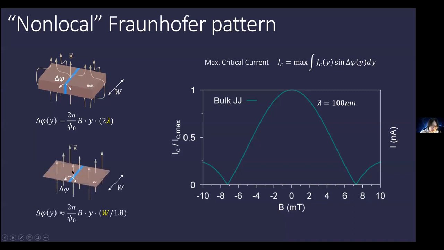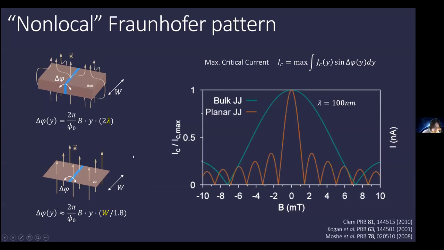But in the 2D case, because the magnetic field penetrates everywhere, this relationship doesn't work anymore. And there is no simple formula that you can use to calculate the phase winding rate. So you have to do some numerics, and the only length scale that matters here is the width of the sample. There's some numerical factor, but the rate of phase winding would now be determined by the length scale of the width of the sample. So you would expect a very different Fraunhofer oscillation periodicity in this case.